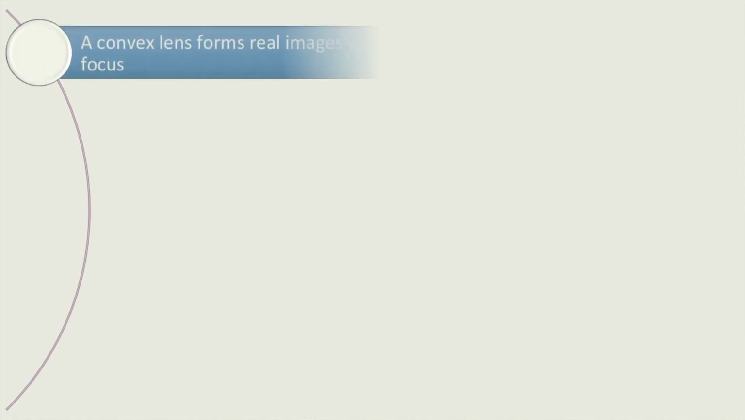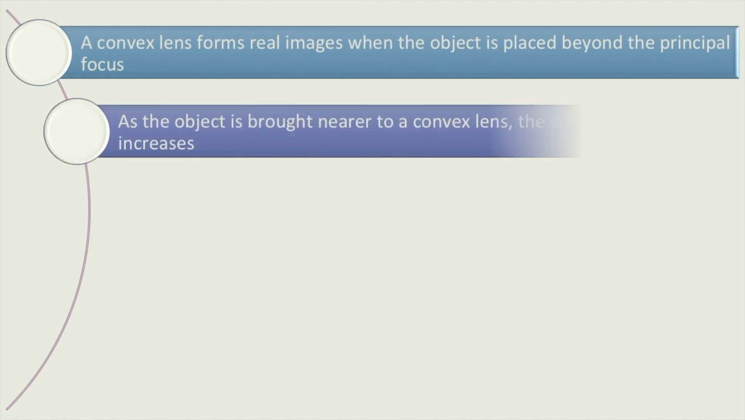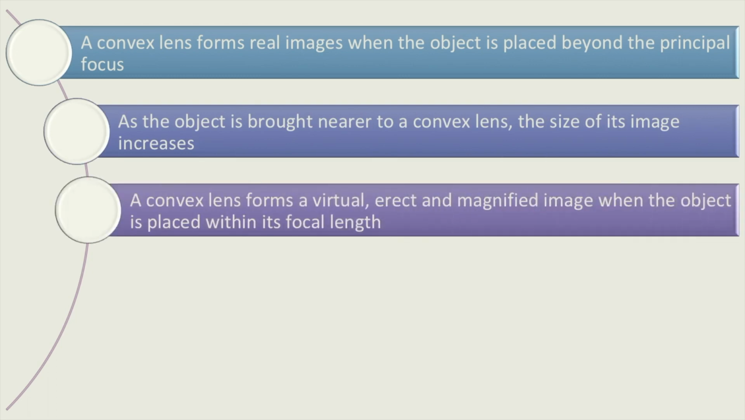And now the summary of this video. A convex lens forms real images when the object is placed beyond the principal focus. As the object is brought nearer to a convex lens, the size of its image increases. A convex lens forms a virtual, erect, and magnified image when the object is placed within its focal length.